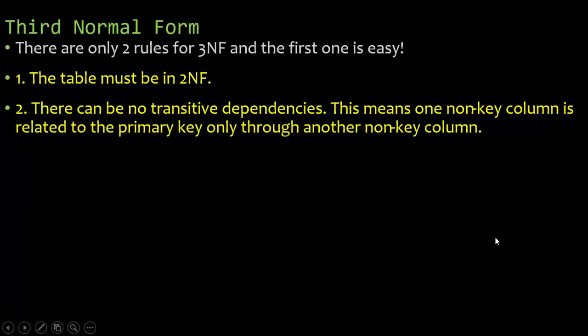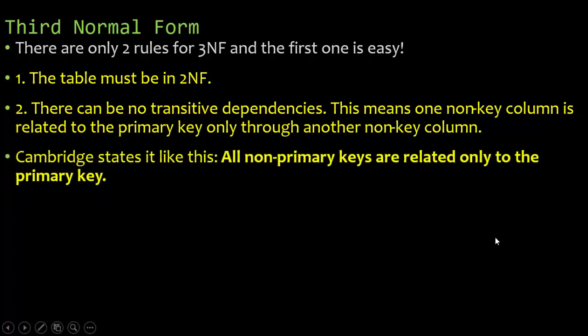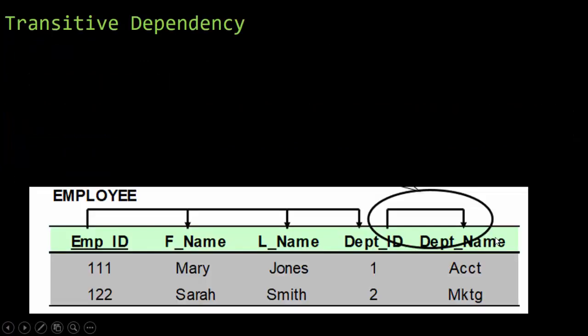This means one non-key column is related to the primary key only through another non-key column. What in the world does that mean? Well, Cambridge states it like this. All non-primary keys are related only to the primary key. So let's take a look at this example and let's talk about both.